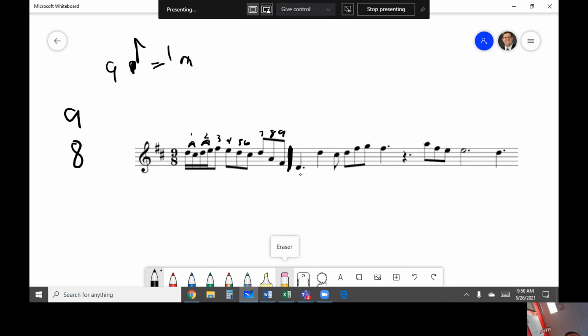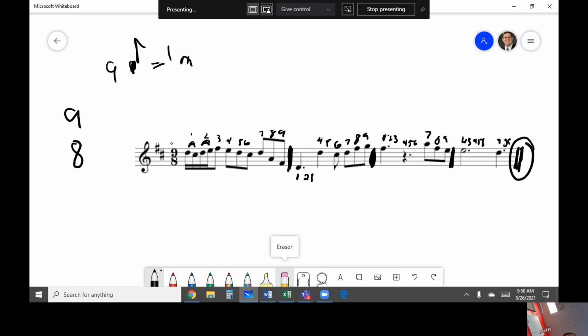There are 3 eighth notes inside this quarter note. 1, 2, 3. 2 inside this quarter note. 4, 5, 6, 7, 8, 9. Put one there. 1, 2, 3, 4, 5, 6, 7, 8, 9. And always end with a double bar.